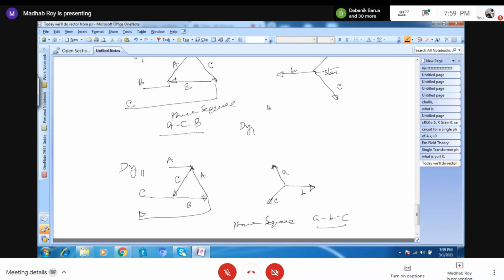So in DY11, and DY1 is something different for drawing. It's very difficult. That's the main problem with that. So this is a different issue. And in books they have represented it like this, DY11.